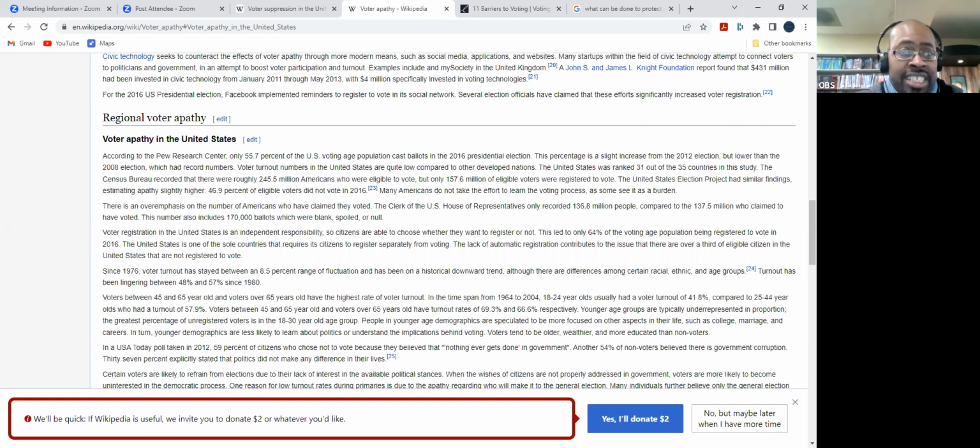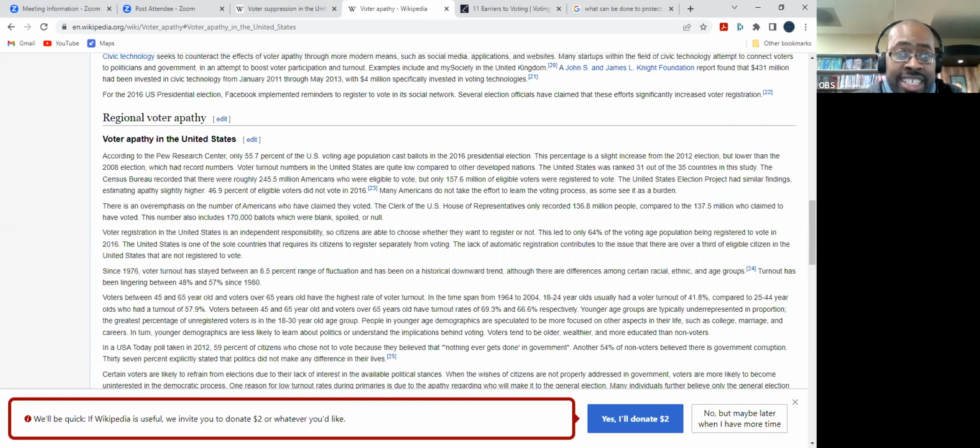Voter turnout numbers in the United States are quite low compared to other developed countries. The United States was ranked 31 out of 35 countries in this study. The Census Bureau recorded that there were roughly 245.5 million Americans who were eligible to vote, but only 157.6 million of eligible voters were registered. The United States Election Project has similar findings, estimating apathy slightly higher. For example, 46.9% of eligible voters did not vote in 2016.